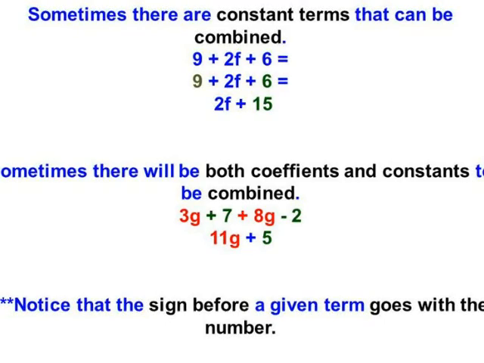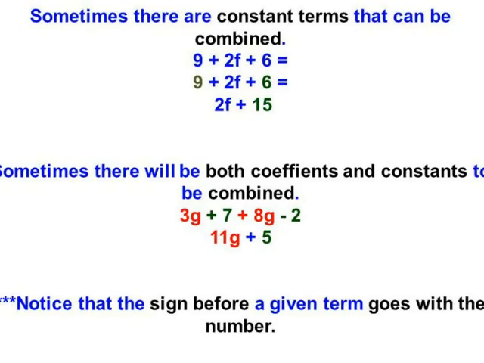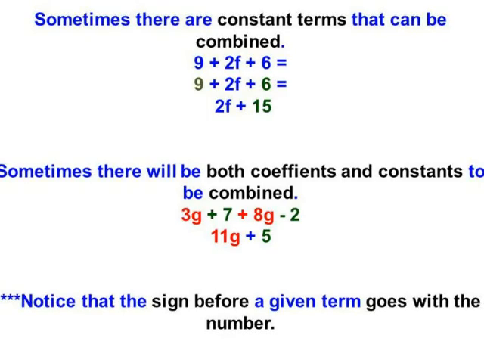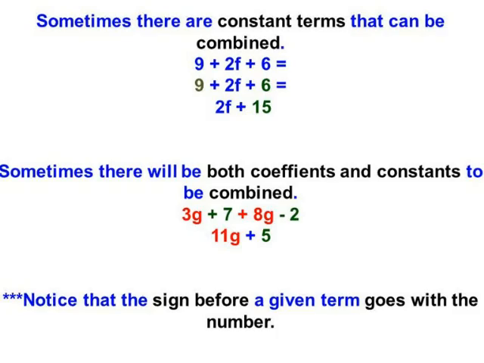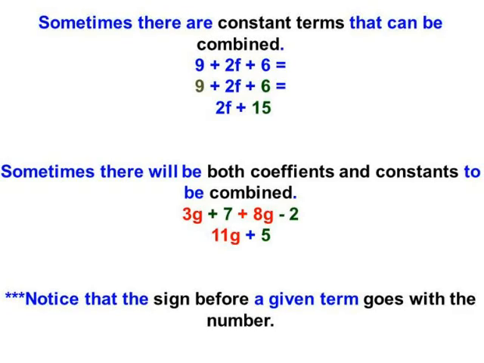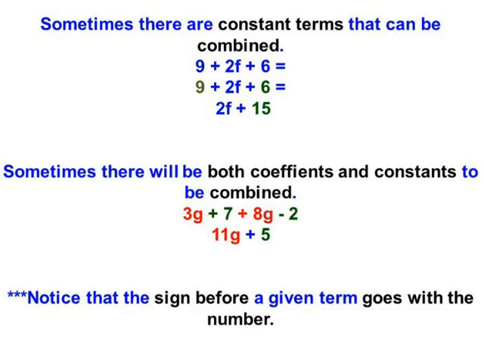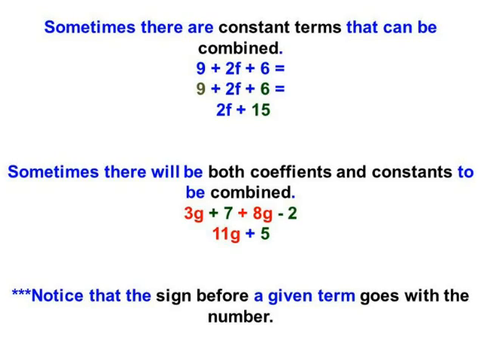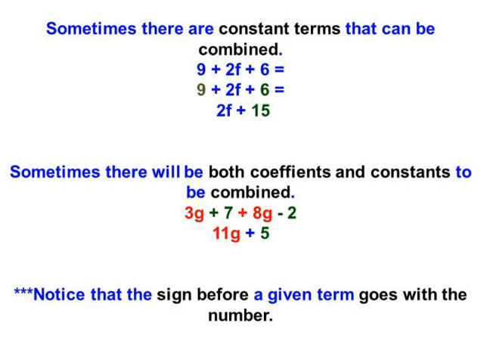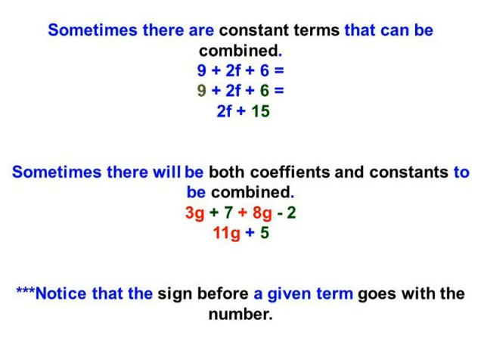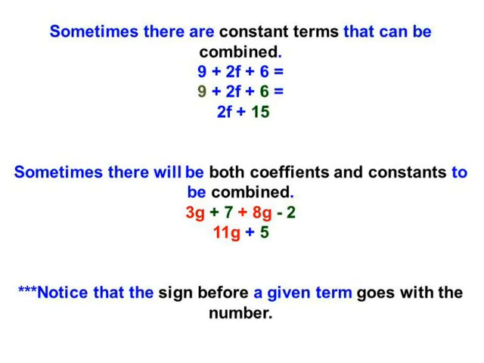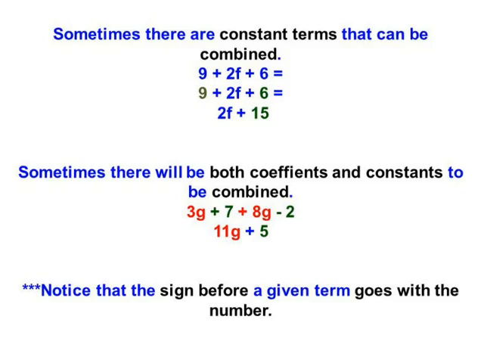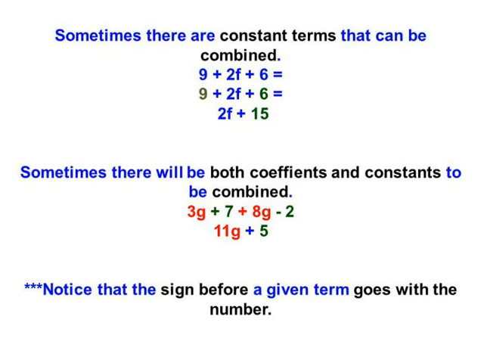Sometimes there will be both coefficients and constants to be combined. Let's take a look at the example below. 3g and 8g are alike, so we combine them together and that gives me 11g. And 7 and minus 2 are alike in green, so that will give me positive 5. And remember the integer rule. I have 7 good guys and 2 bad guys. That's why I have 5 good guys left. So notice that the sign before a given term goes with that number. Like above, the negative sign went with the 2. So that's why we subtract 2 from 7.